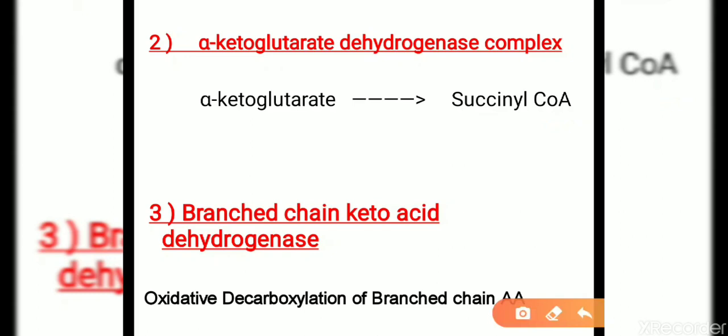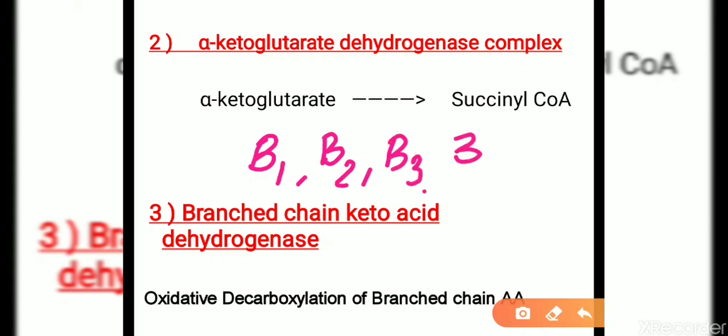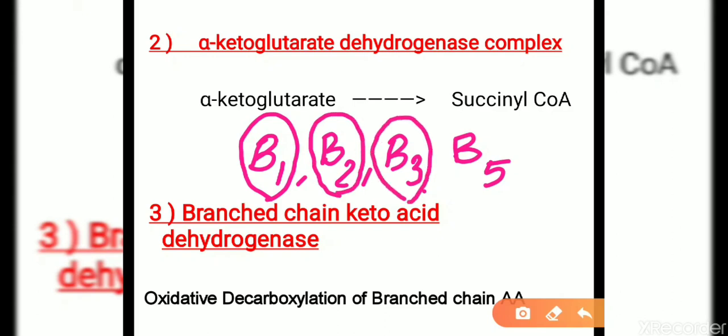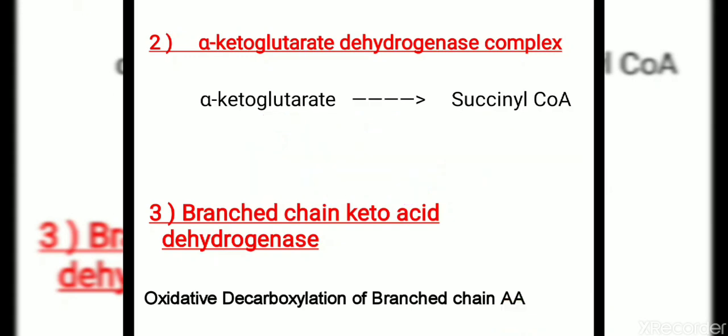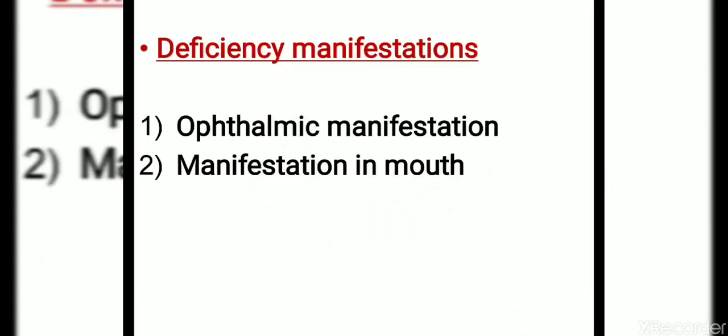All these multi-enzyme complexes contain multiple enzymes and multiple coenzymes. So what are the coenzyme molecules? One is B1, B2, which is riboflavin, B3, that is niacin, and vitamin B5, that is pantothenic acid in the form of coenzyme A. So B1 is present in the form of thiamine pyrophosphate, B2 in the form of FAD, B3 in the form of NAD, and B5 in the form of coenzyme A. All these vitamins are present in all three multi-enzyme complexes. So that's all regarding the biochemical functions of riboflavin.